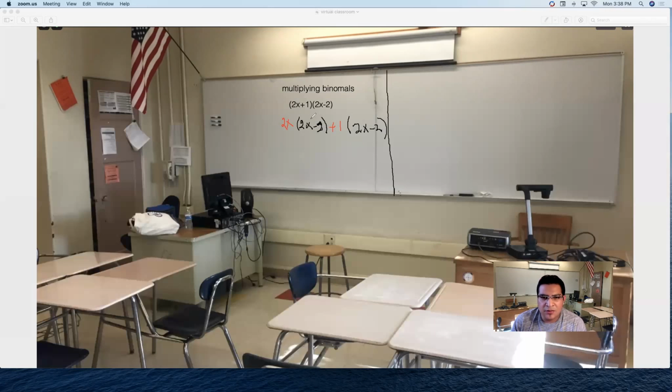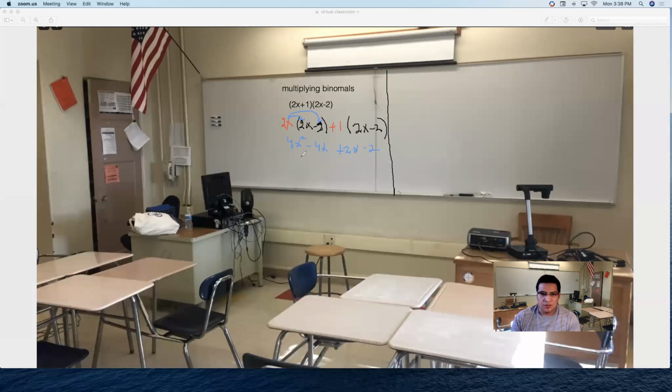All right, so now I can distribute this times each of the terms. I'll probably use a different color. Let me use blue. There. So then I can distribute here. All right, so 2x times 2x, that's gonna be 4x squared. 2x times minus 2 will be minus 4x. Right, now I'm gonna distribute this 1. So 1 times 2x will be plus 2x. And then 1 times negative 2 will be negative 2.